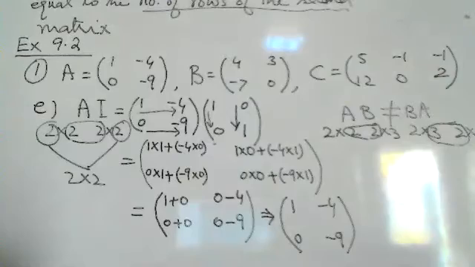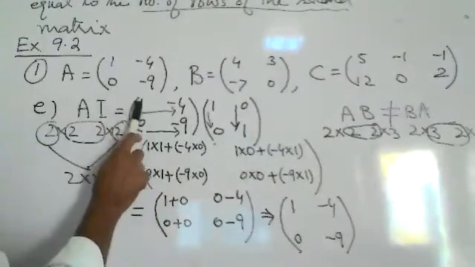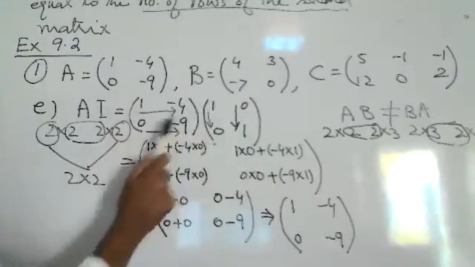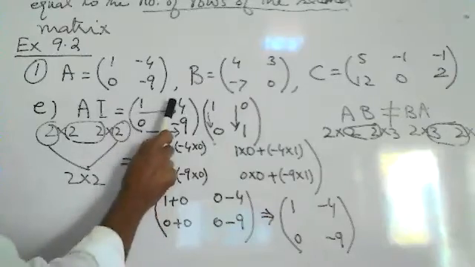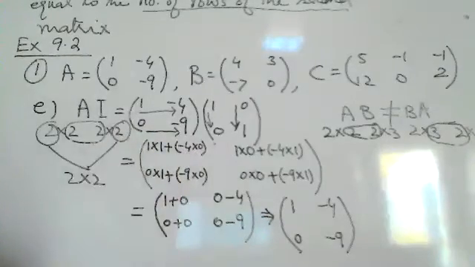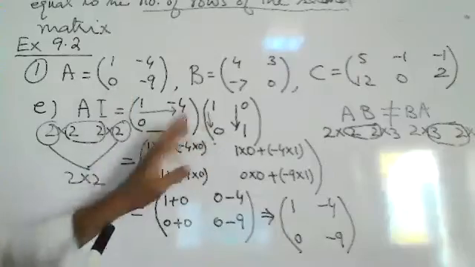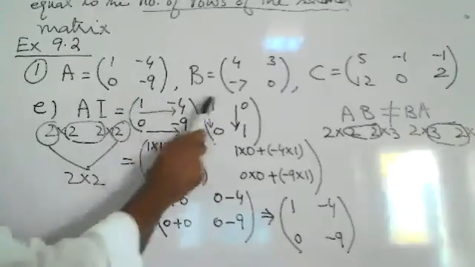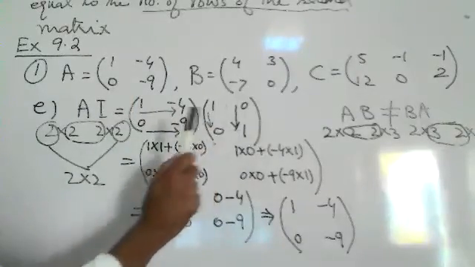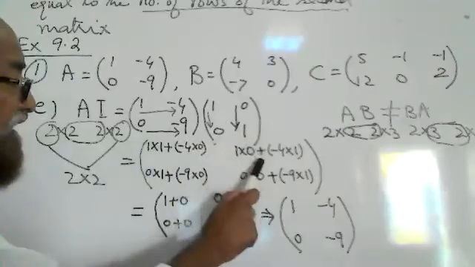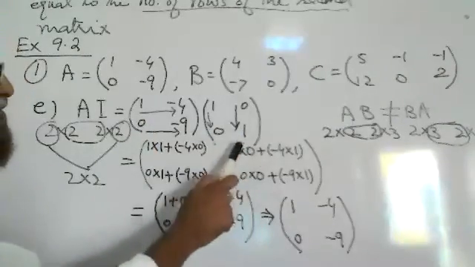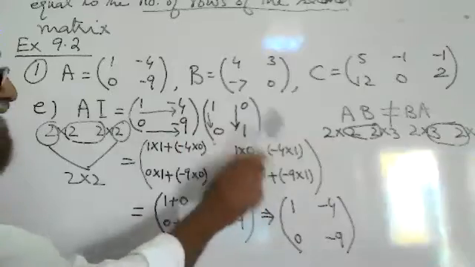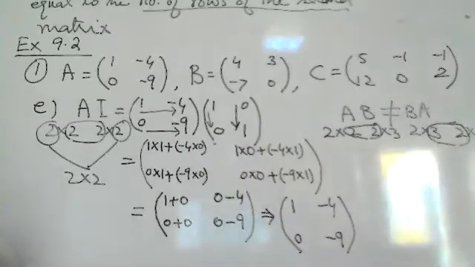First row, first column. So how to multiply? The first number is multiplied with the first number, 1 into 1, then plus sign, minus 4 into 0. This is the first row, first column over. Now first row, second column. So we will write the answer in the first row, second column. 1 into 0 plus minus 4 into 1.